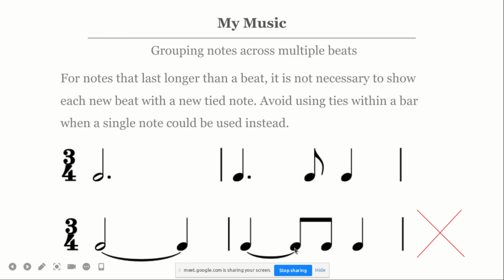And you're going to be tested on this very much. So make sure that you don't use unnecessary ties. When you can use a dotted note, use a single note. That's a dotted note. Only when it's very necessary should you use a tie. But it's very rare in simple time, unless you're crossing from one bar to another. Any question concerning this?